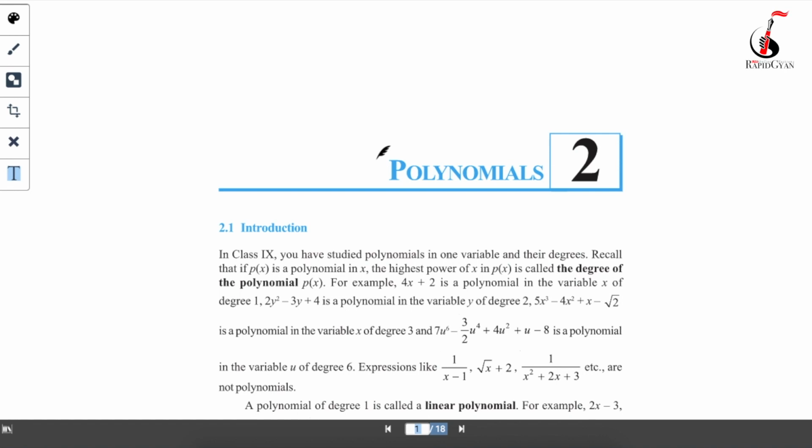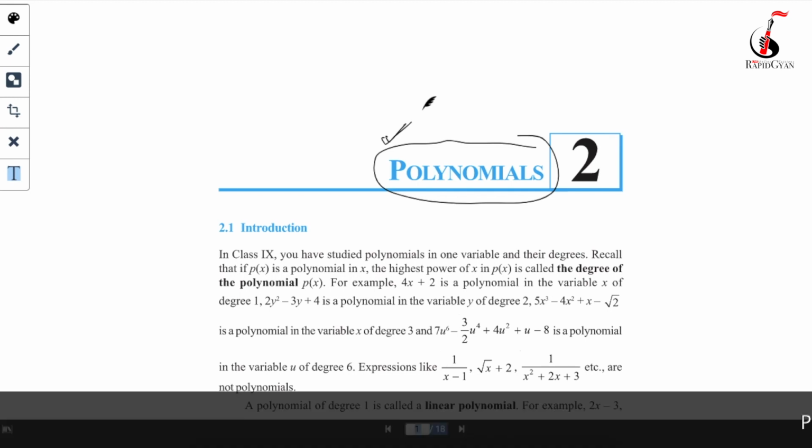Hello everyone. Today we are going to start the second chapter of your book, which is polynomials. So what are we going to study? We are going to study polynomials. You have also studied polynomials in your previous classes. So first we will recall what we studied in the ninth class and the previous classes, and also go through what is given in your 10th class.